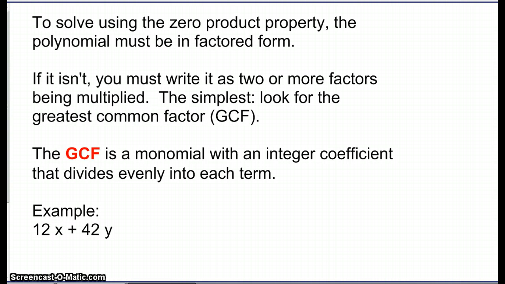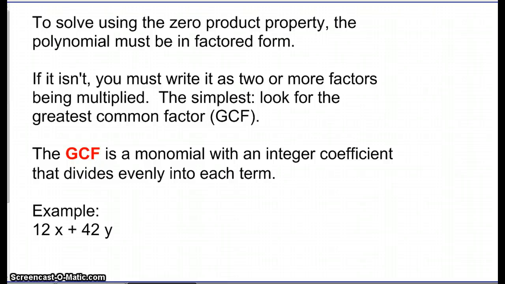In our next slide, you can see that the polynomial must be in factored form to solve it. That's the only way you can use the zero product property. Okay? The simplest way to factor a polynomial equation is to look for the greatest common factor. The greatest common factor is a monomial with an integer coefficient that divides evenly into each term. So I'm going to use GCF for greatest common factor.